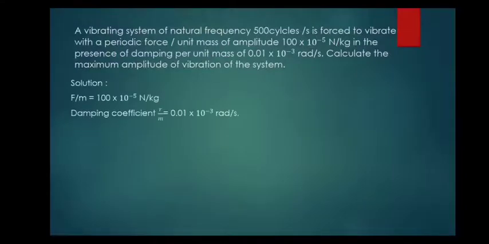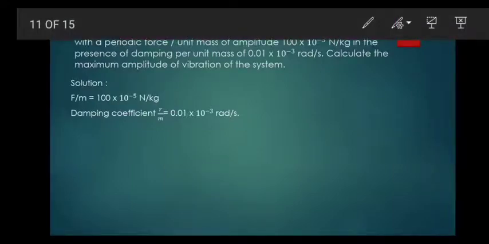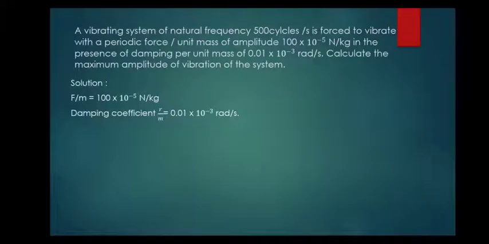So natural frequency is given as 500 cycles per second. Amplitude of force per unit mass, that is F by M, is given as 100 into 10 to the power minus 5 Newton per kg. Damping coefficient R by M is given as 0.01 into 10 to the power minus 3 radian per second. So to find the maximum amplitude, when the system vibrates at its natural frequency, it attains maximum amplitude.